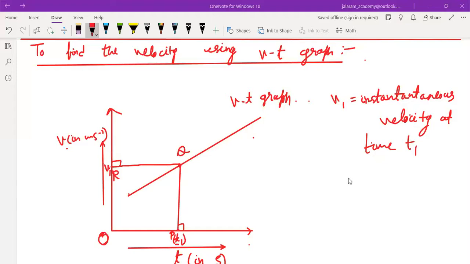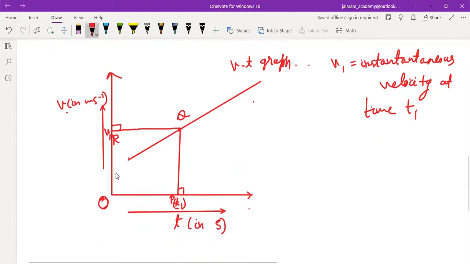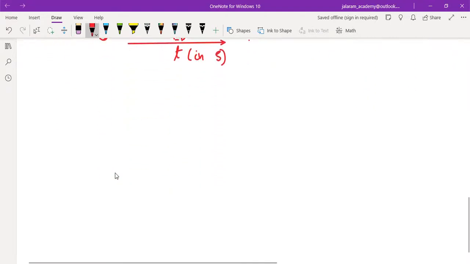To find the velocity using velocity time graph, first we draw perpendicular at point t1, which is the required time, to the time axis, and from the point where it intersects the velocity time graph, a perpendicular is drawn to velocity axis. The foot of perpendicular will show the velocity of the body at that given time interval.